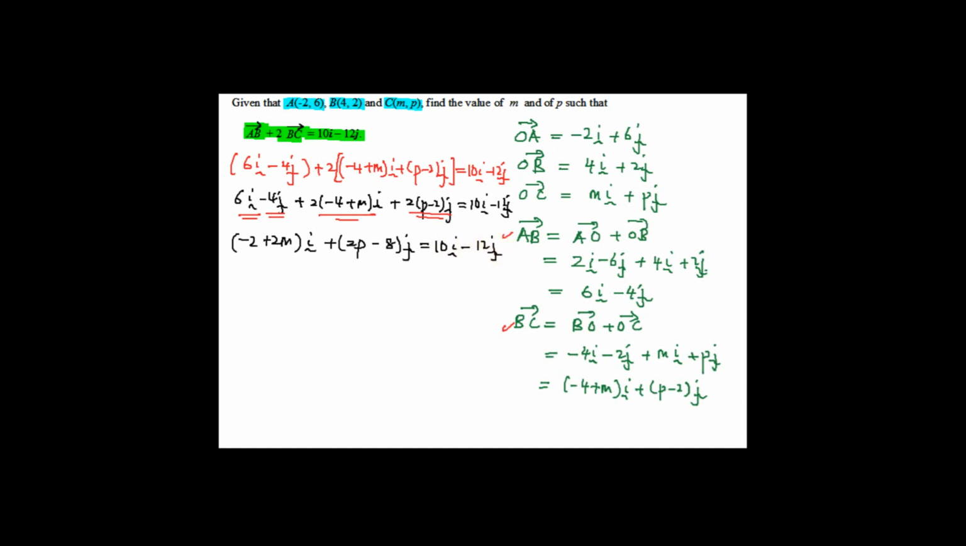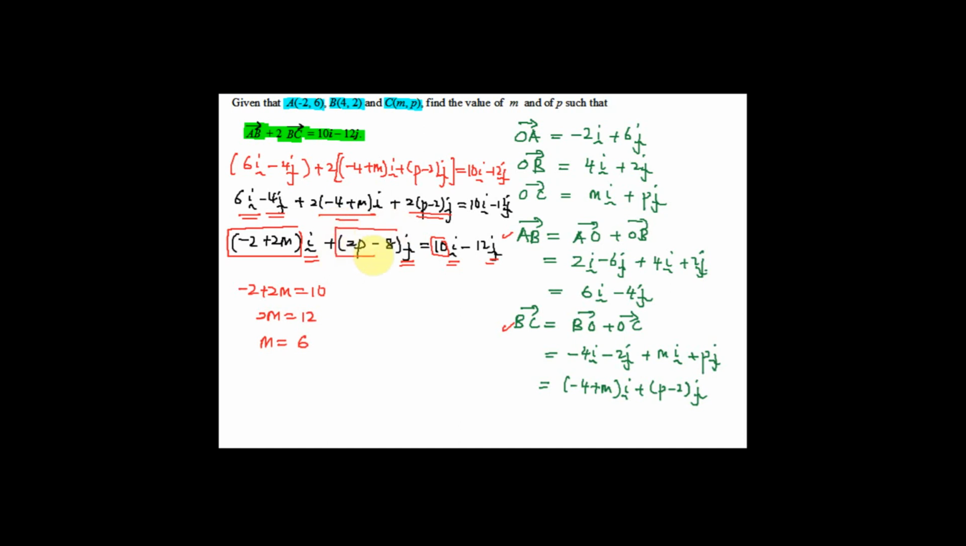After you get this, you should be very happy because now you can actually compare. You have the i here and the j here. You can say that minus 2 plus 2m equals 10. So this is the first equation. Minus 2 plus 2m equals 10. 2m equals 10 plus 2, which is 12. Therefore, your value for m is 12 divided by 2, which is 6.